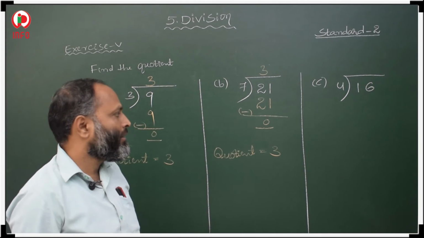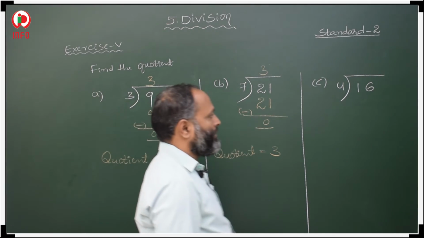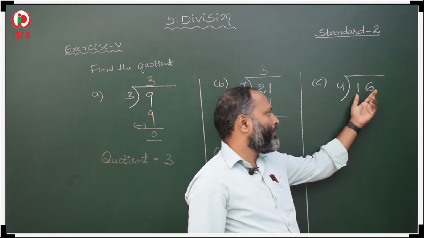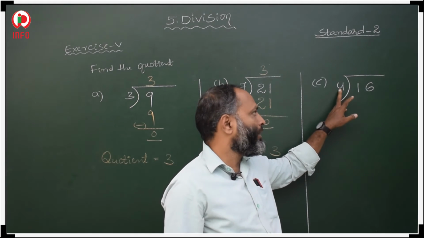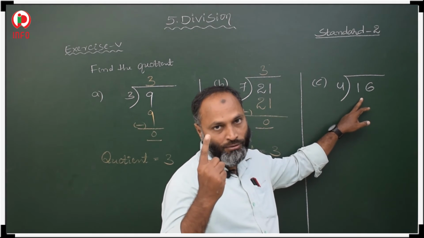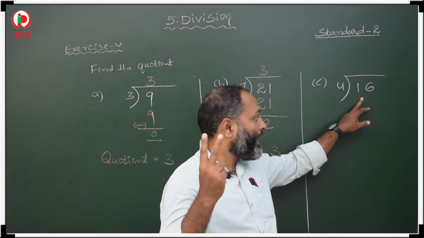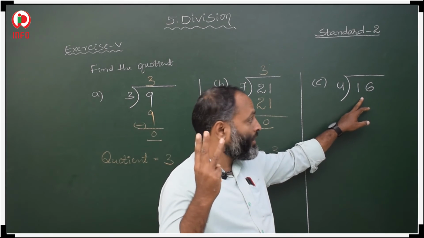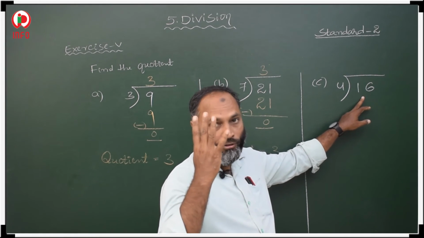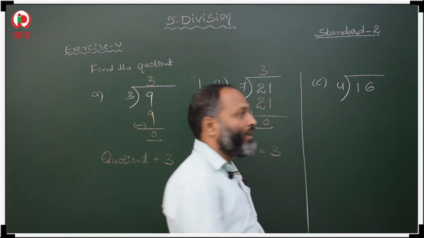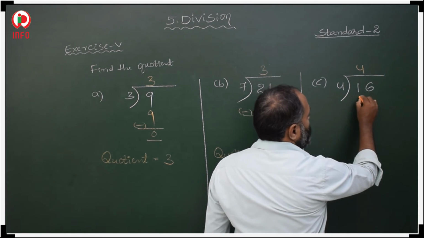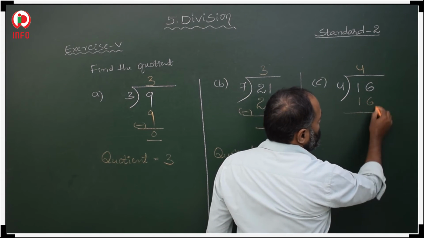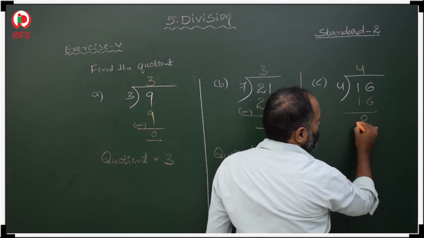Okay. Now, the next question. In the 4 table, we have to check when 16 will come. Read your 4 table. 4 1s are 4, 4 2s are 8, 4 3s are 12, 4 4s are 16. Here we have to write 4 as the multiplier, because 4 4s are 16. In the ones place we write the ones, and in the tens place the tens.